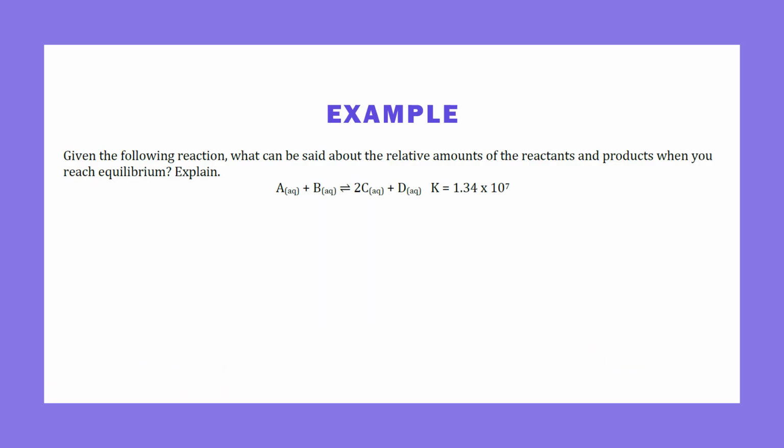Okay, so for this generalized reaction, we have A plus B yields 2C plus D, and they gave us the value for K as 1.34 times 10 to the 7th. Remember, there's no unit for K because it's just a ratio. So we can see that this value is extremely large. That means it greatly favors the products. And if we write our little brief expression there, products over reactants, we know that there's much, much more products than reactants. So we know that it's going to be almost entirely C and D, and very, very few, if any, of A and B.